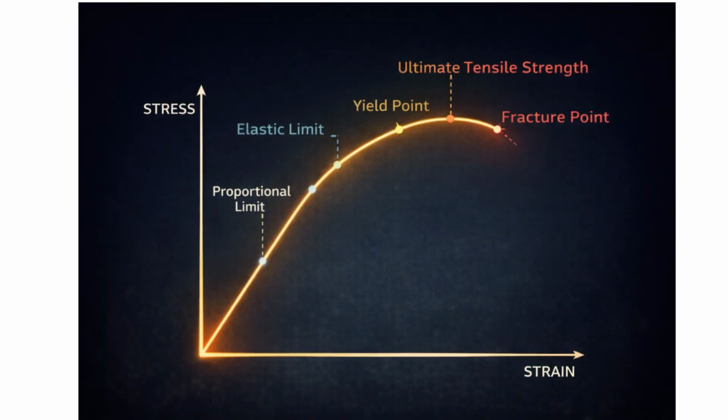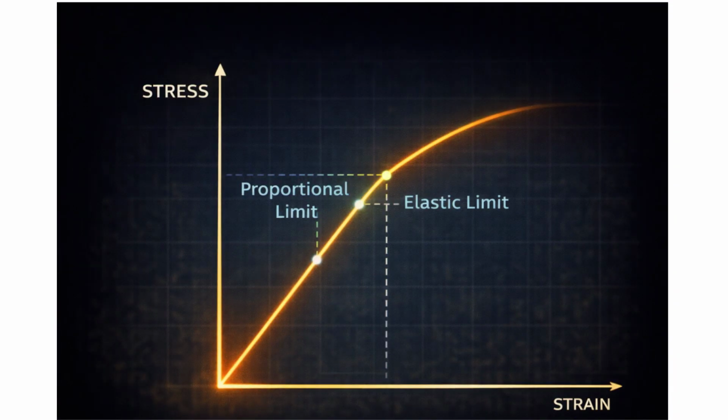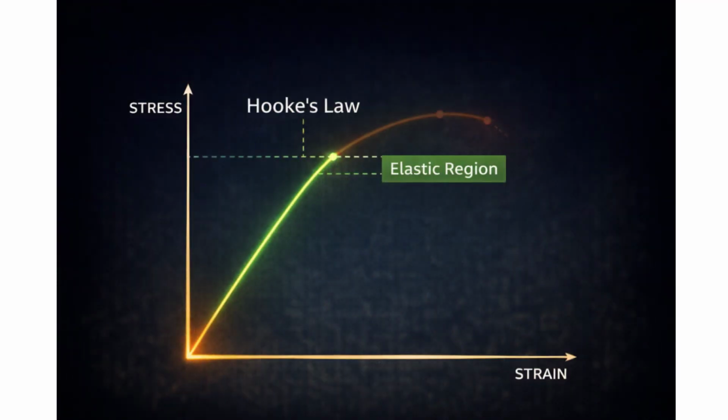Let's look at the complete stress-strain diagram. X-axis shows strain, Y-axis shows stress. The curve has 5 critical regions: elastic region, yielding, plastic deformation, ultimate tensile strength, fracture. The proportional limit is where the curve stops being a straight line. The elastic limit is the maximum stress up to which material fully recovers. Beyond elastic limit, damage becomes permanent.